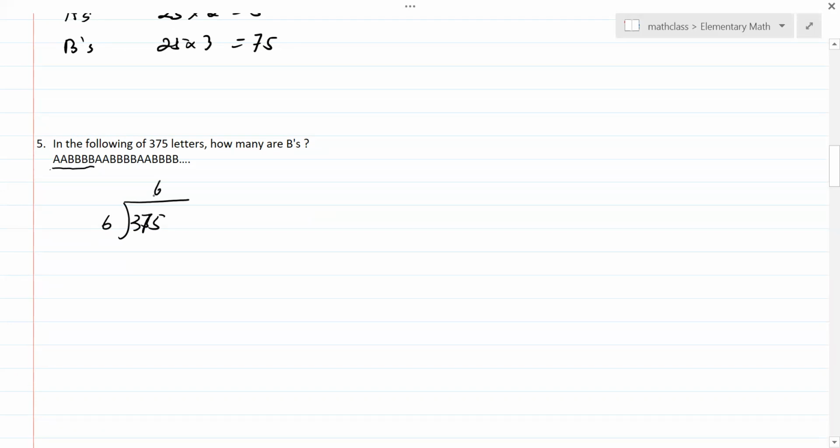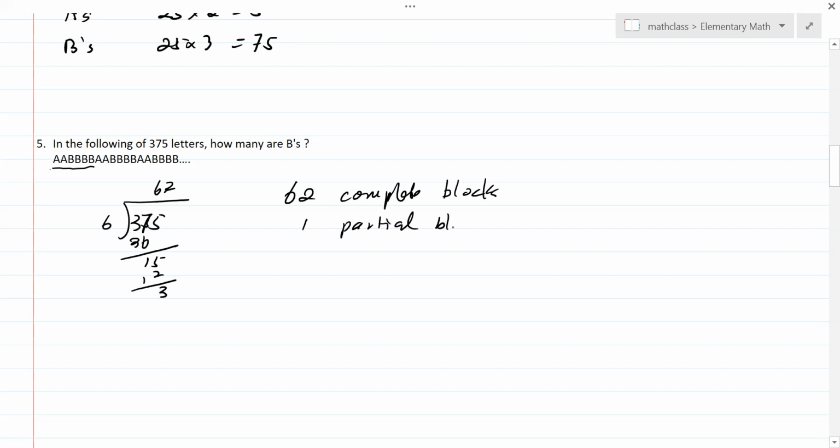Here you get 62 complete blocks and 1 partial block. The partial block contains 3 letters, so you can even write down AAB. This is a partial block at the end. Now you want to count how many B's.